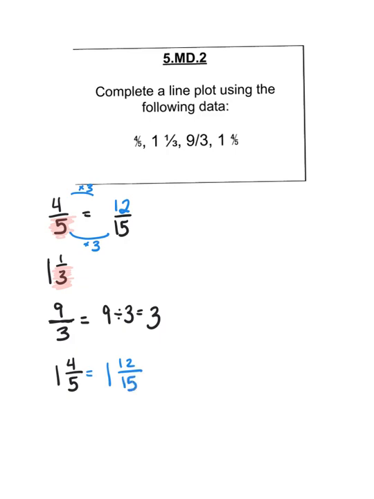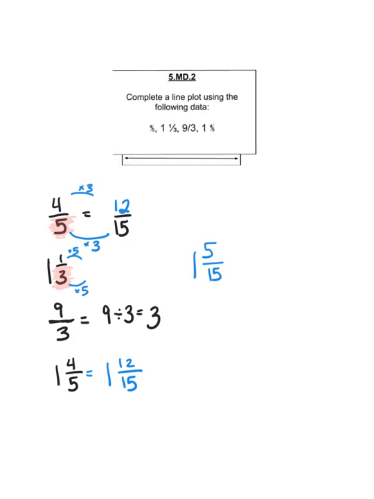That just leaves us with 1 1/3, which we're going to convert to 1 and some number of 15. I'm just moving it over here because I'm running out of space. Okay, I'm going to multiply 3 times 5 to get 15. Whatever I do to the top, I also have to do to the bottom. 1 times 5 is 5. So 1 5/15 has the same value as 1 1/3. Now we're going to place these pieces of data on our line plot.